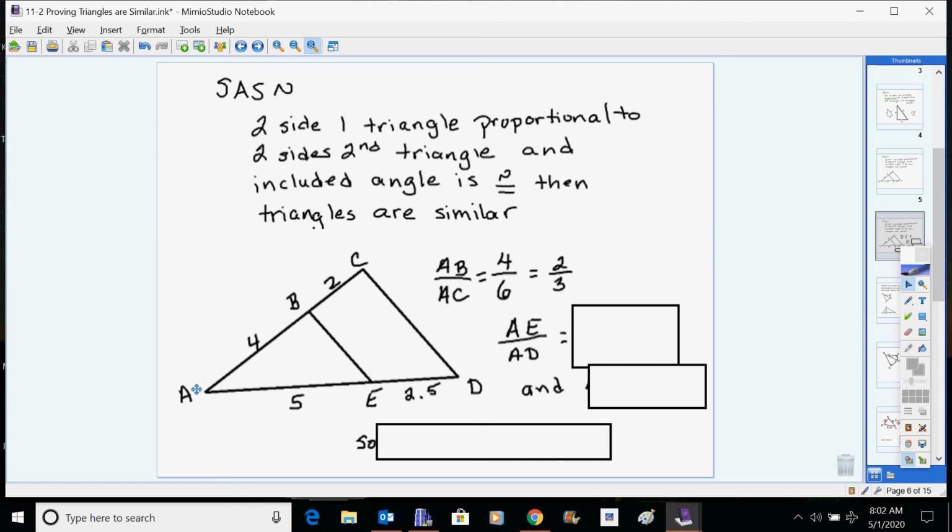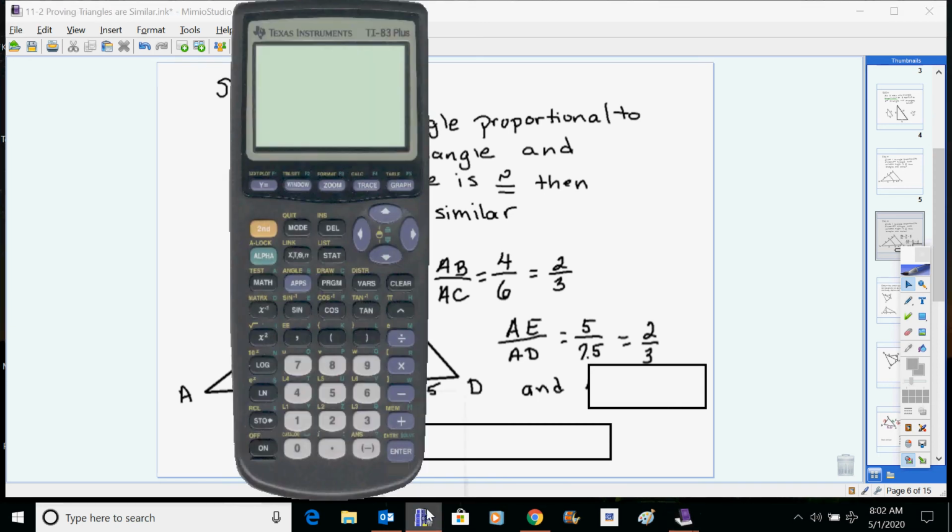AE is the little triangle equivalent to AD of the big triangle. So I need to compare their proportions. I'm comparing 5 to 7.5. Okay, and that also equals 2/3. All right, you have a couple of options here. You can use a calculator that will reduce that for you. That's the last class's lesson. 5 divided by 7.5, using your Math Frac button.